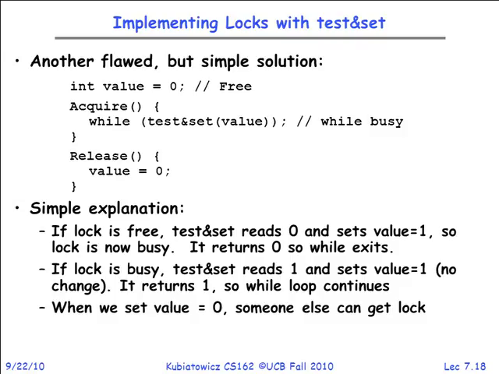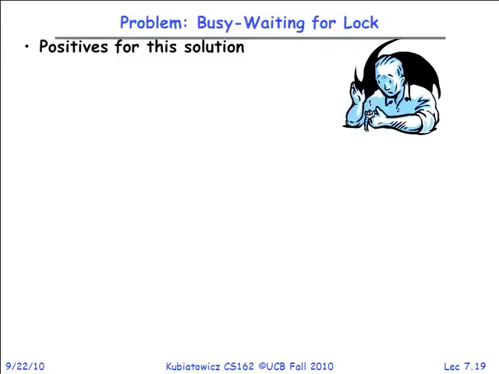So let's talk about busy waiting. So positives for this particular solution: the machine can receive interrupts. Did you see any interrupt disable in there? No. So there's no interrupt disable there. The user can use this lock because test and set is a user mode instruction.